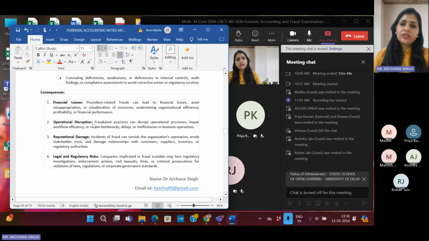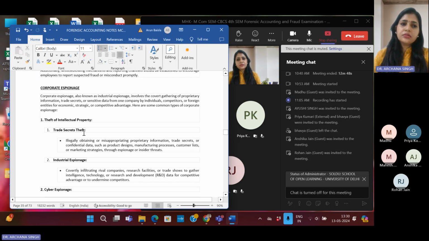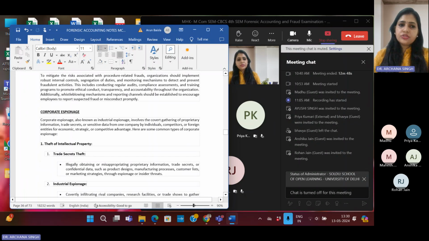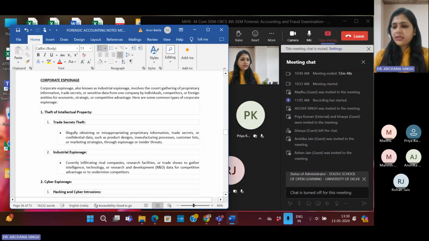What are the consequences? Financial loss can happen, operational disruption may be there, their reputation may be damaged, and regulatory and legal risks they have to face. So these are some of the responses regarding the consequences. Now corporate espionage. Okay, so now this will be discussed in the next session: what is corporate espionage, and fraud in e-commerce in unit three.